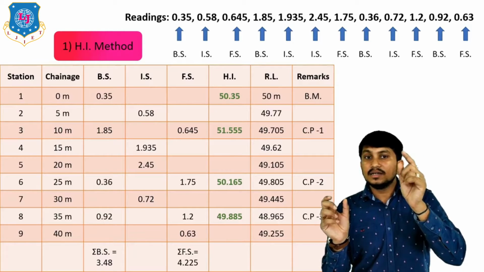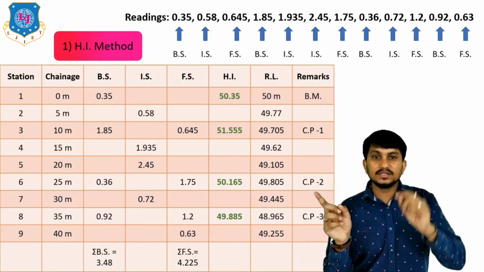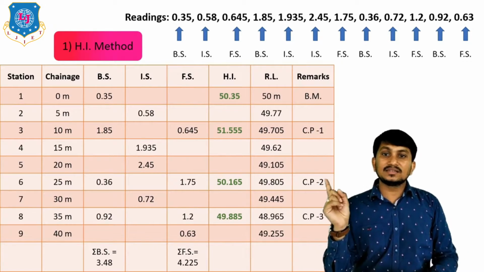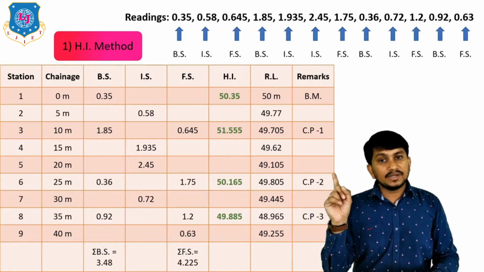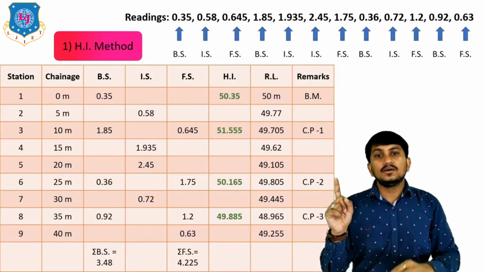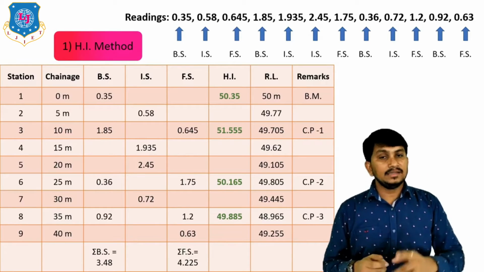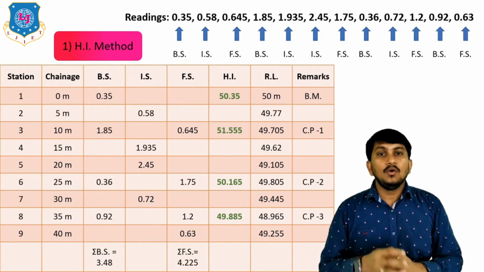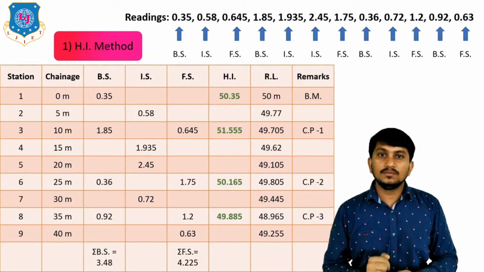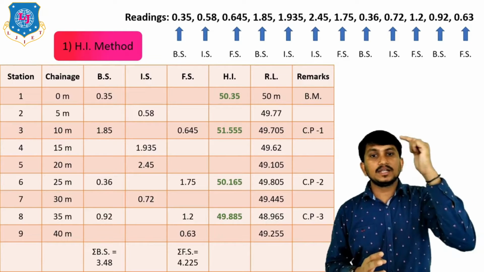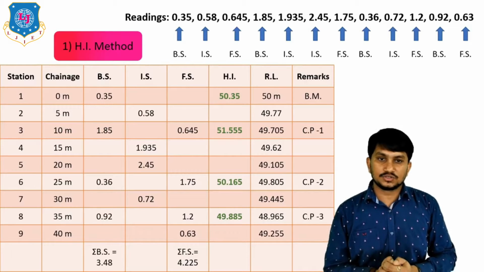Here HI is of the first setup, so the readings which are deducted from HI are also from the first setup. Here in the third station, two readings are there, 1.85 and 0.645. But 1.85 is of the second setup, while 0.645 is of the first setup, and the HI is also of the first setup. So we have to deduct the staff reading which is taken from that setup only. So 50.35 minus 0.645 is 49.705, the RL of the third station.